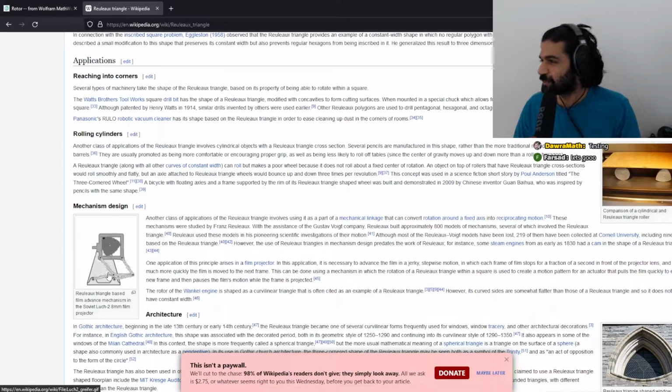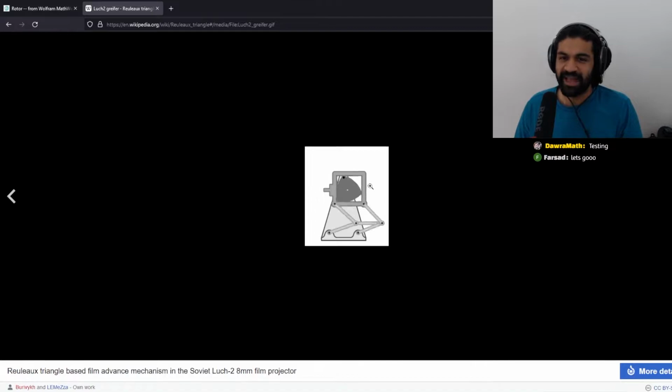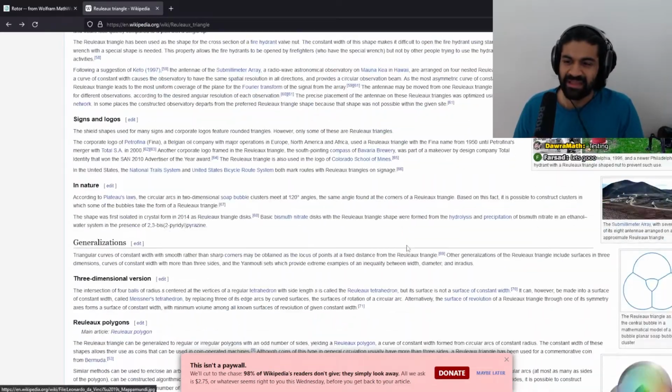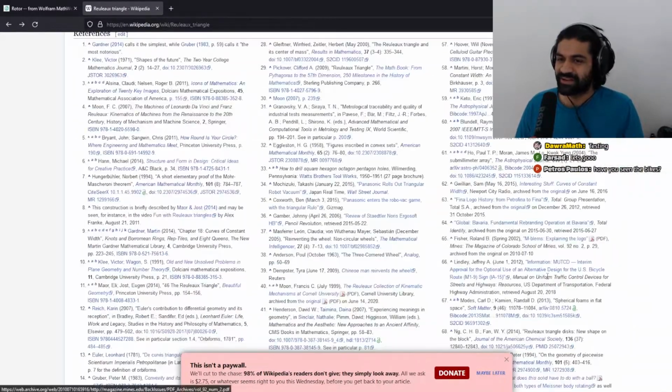This is a Soviet film projector whose motion depends on the fact that this Reuleaux triangle is rotating inside a square, right? Which is kind of interesting. These are also curves of constant width.